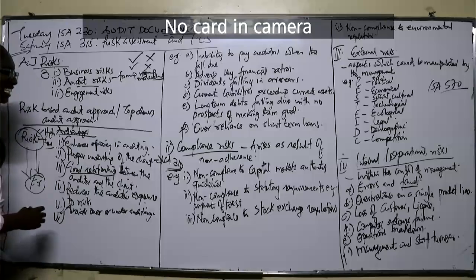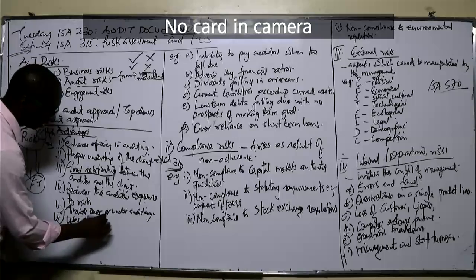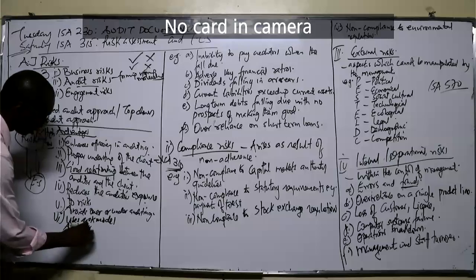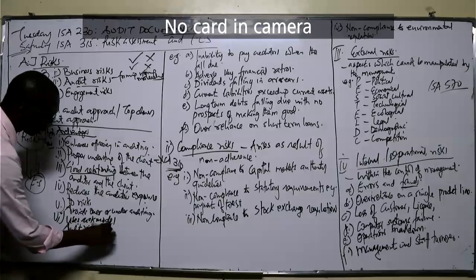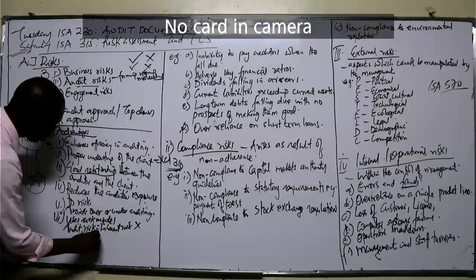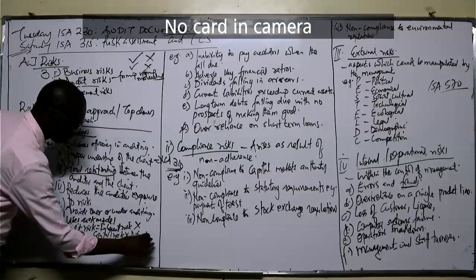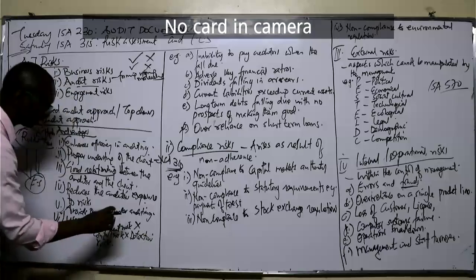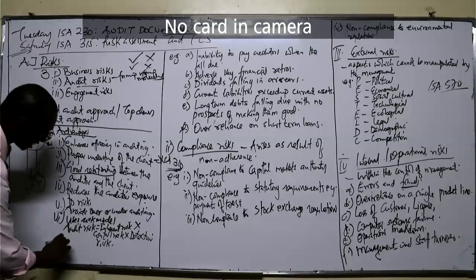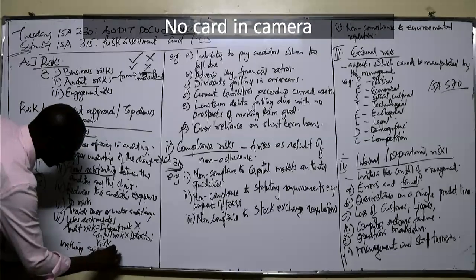Number six, uses risk model. What is the risk model? Audit risk equals inherent risk times control risk times detection risk. Every time we use the risk model, it makes our audit exercise defensible.